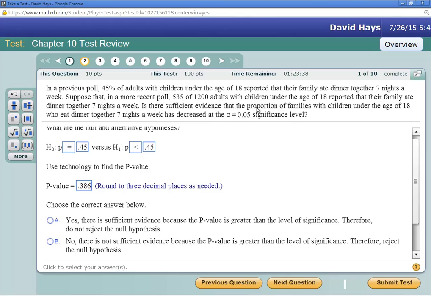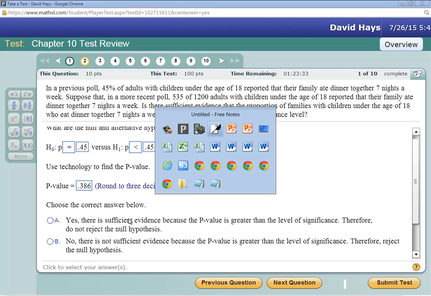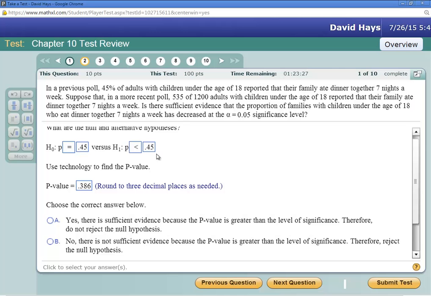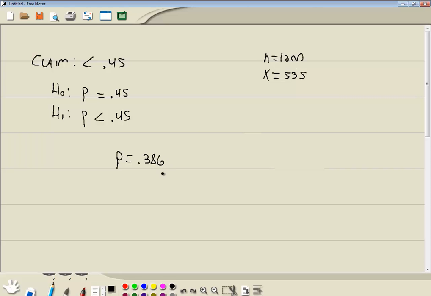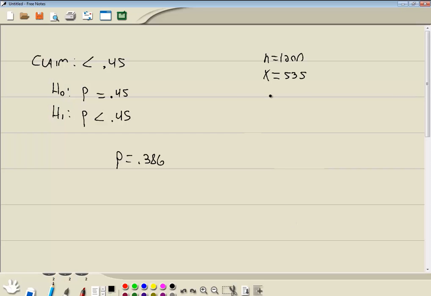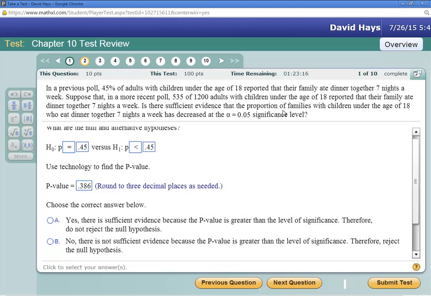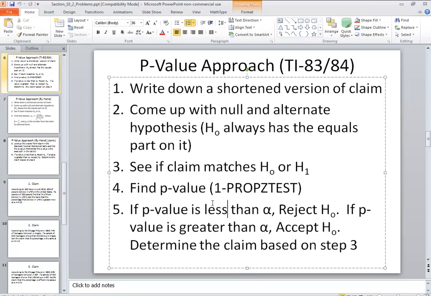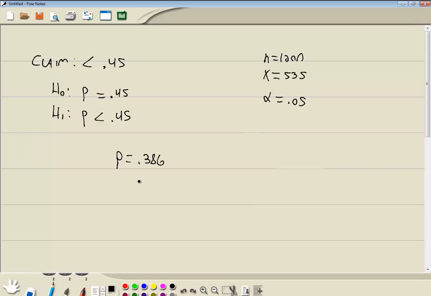Now they're specifically asking about the claim. So let's finish our process here. We said p-value is equal to 0.386. It says down here, if p-value is greater than alpha, pretty sure it's greater than alpha, but let's see what alpha was. Alpha was 5%. So if p-value is greater than alpha, it says we accept H naught. We're going to accept H naught, which means we'll reject H1.